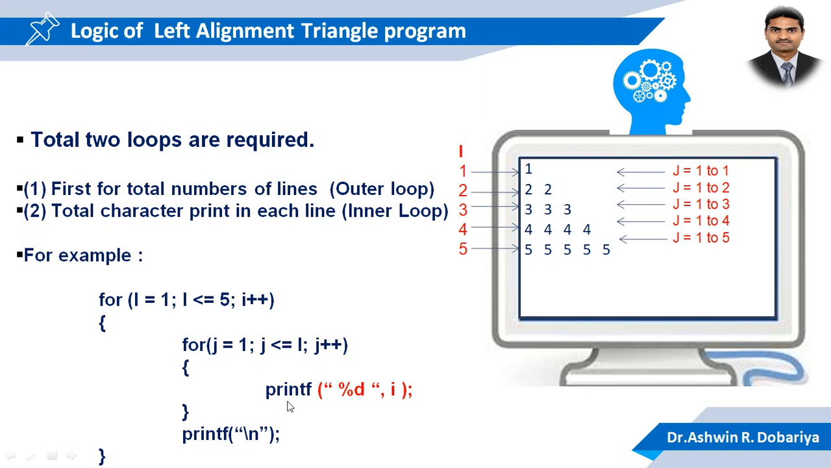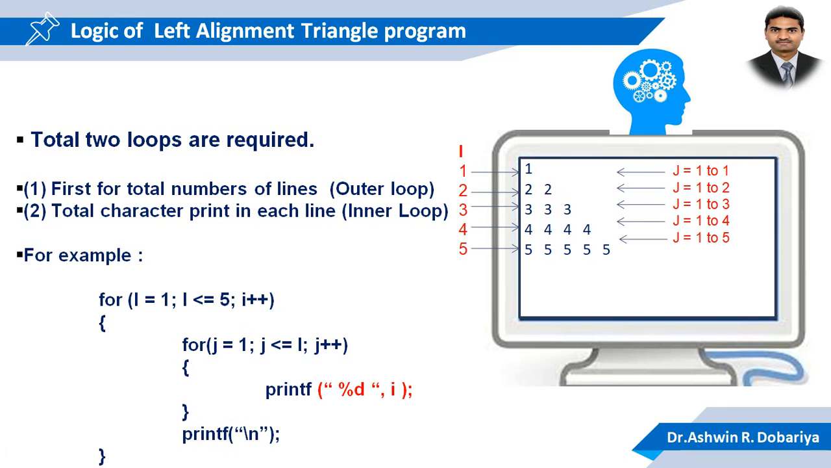Then in printf, very simple, which value do we want to display? Not the j value. See, j starts from 1 up to 1 in the first line, and in the second line it goes 1 and 2, but here we want to display 2. So 2 is the line number, and the line number we can get from i. So in printf we will just display %d with the i value. So i, the line number, will repeat that number of times. So this is the logic of this program.